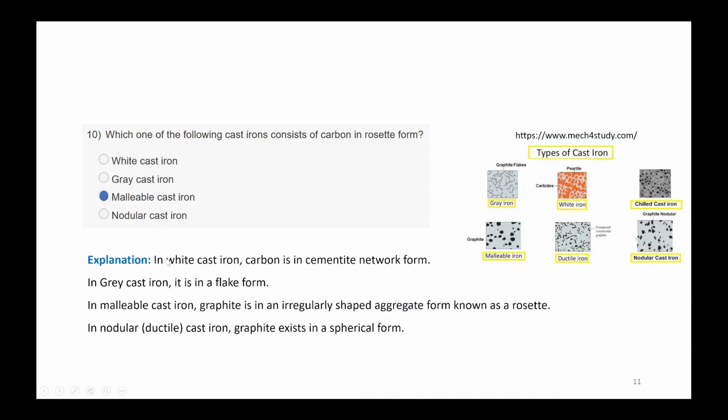So in case of white cast iron, your carbon is in cementite network form. It is shown here, like in white cast iron, it will be in cementite form. And in case of grey cast iron, here it will be in form of flakes. And in malleable cast iron, graphite is in irregular shaped aggregates, here it is shown, and these irregularly shaped aggregates are known as rosette. And in case of nodular or ductile cast iron, which is shown here, this graphite exists in spherical form.